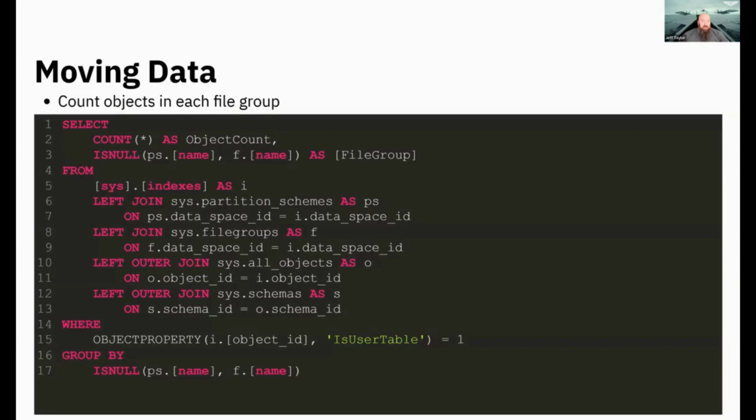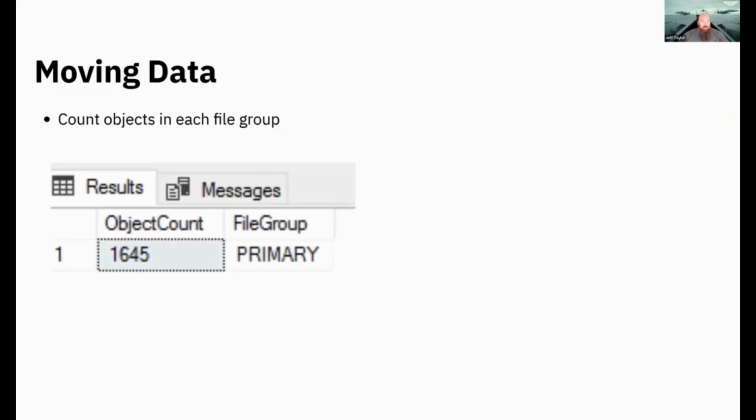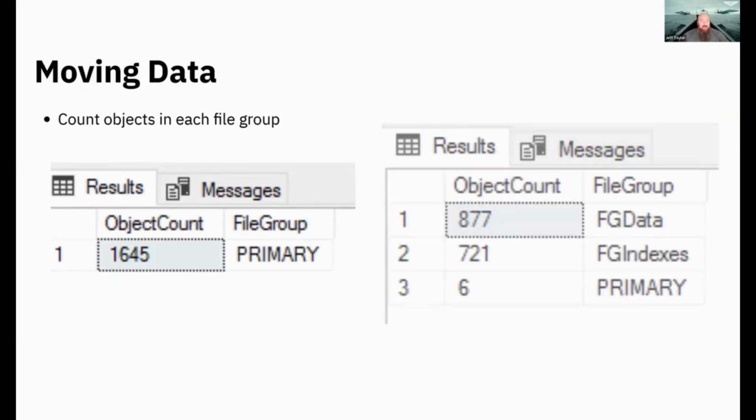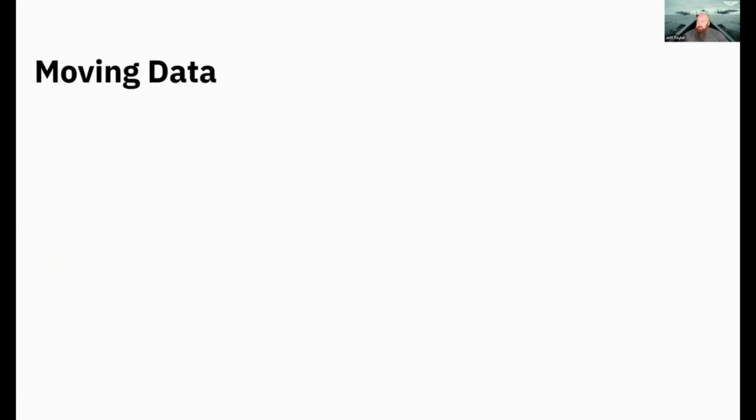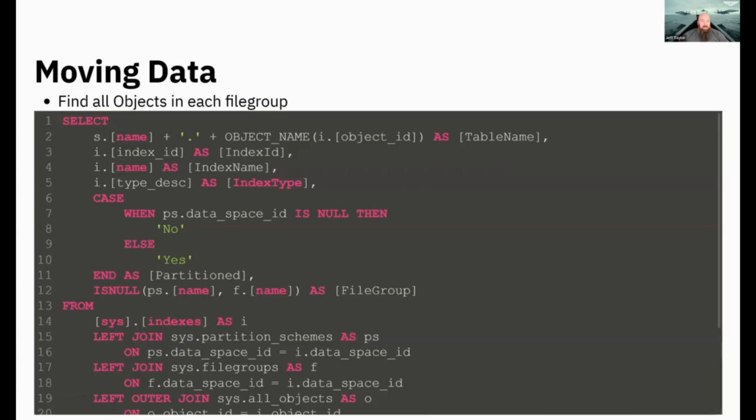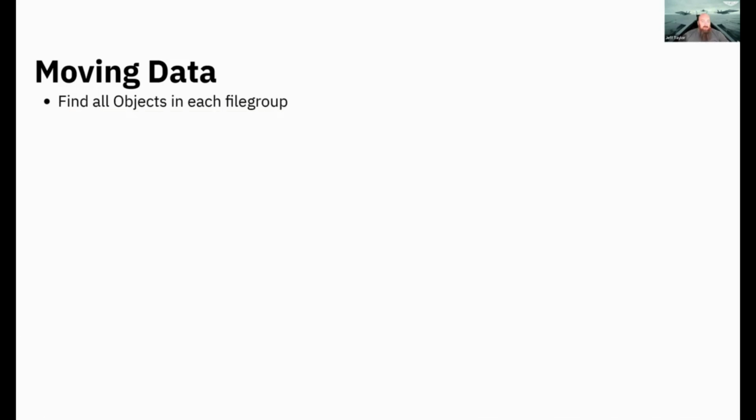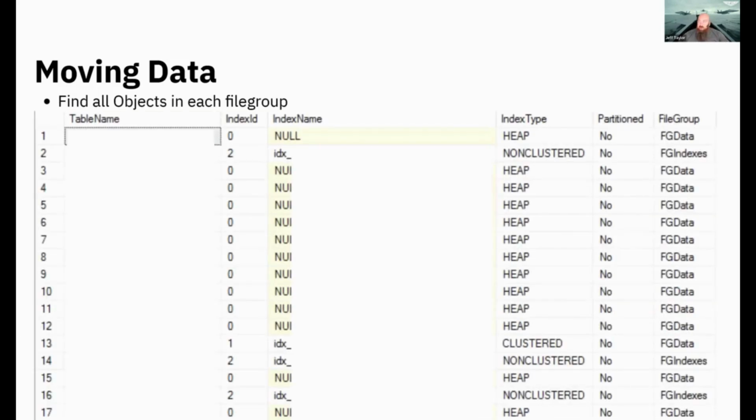So count your objects in each file group. When you run this query, it tells you how many objects are in your primary. And as you move them into your FG data and indexes, you can see that change and you know how many you have left. So find all objects in each file group, and then you can move them one at a time. That query right there will give you a list, and you can see what type of index it is, where it's located.